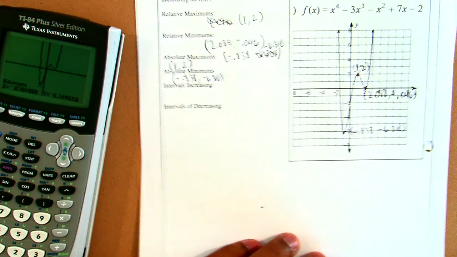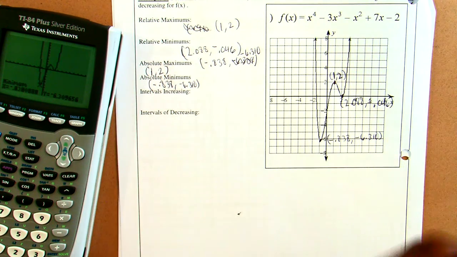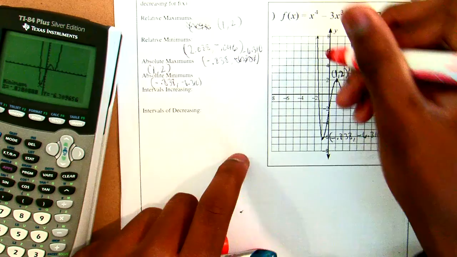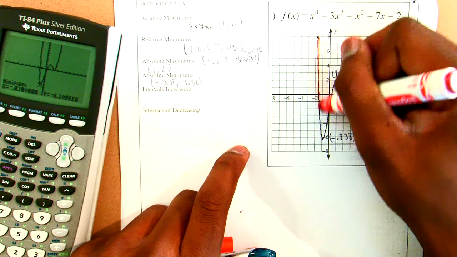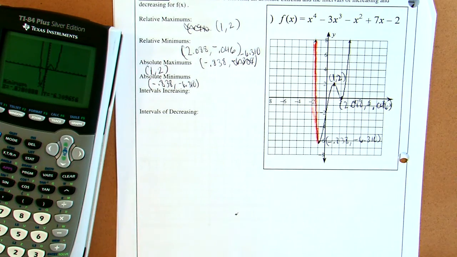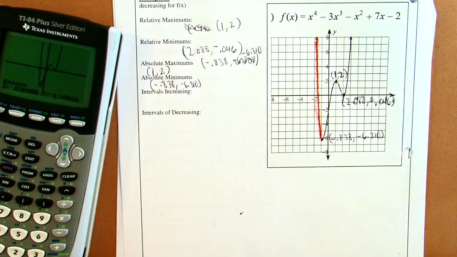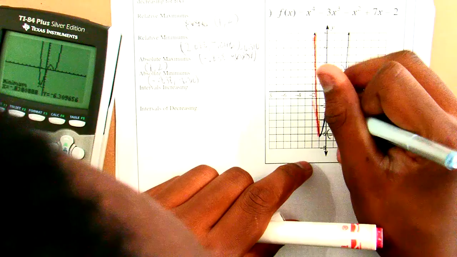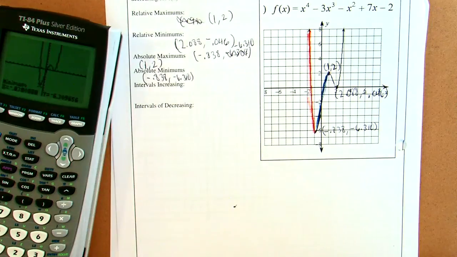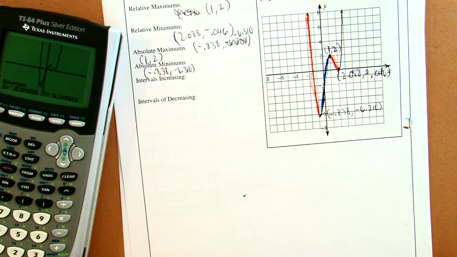And now they ask for the intervals of increasing and decreasing, and for this one you verify which lines are increasing and decreasing using the two colors you have. We're going to make decreasing red, so this line right here is decreasing, and we will mark it red. We will use the blue pen to mark which ones are increasing. This line right here is increasing. This line is decreasing. And this line is increasing.